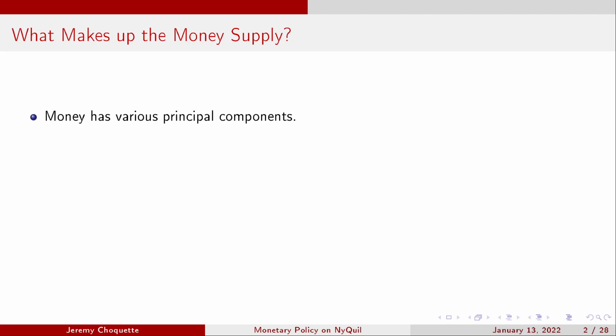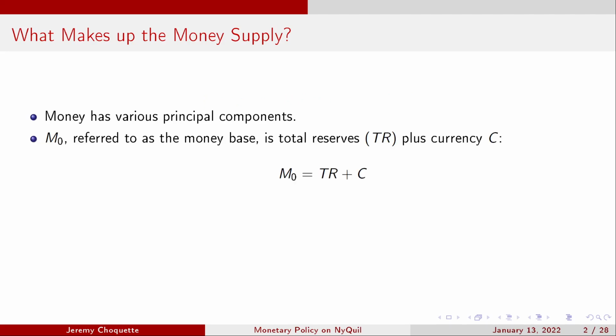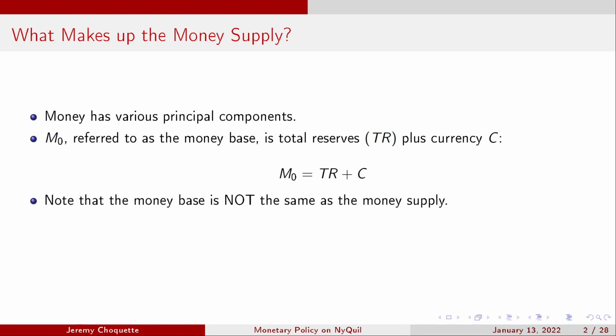Now, there are various principal components of money. The first one that we're going to be discussing is the money base, referred to as M naught. Now, the money base is composed of total reserves plus currency. So if you ever go to a bank and you deposit money and you see the vault open up and you see all that cash inside the vault, those are reserves. And then currency, well, that's the cash that you carry around in your pocket. Back when we used to do such things before everything became electronic.